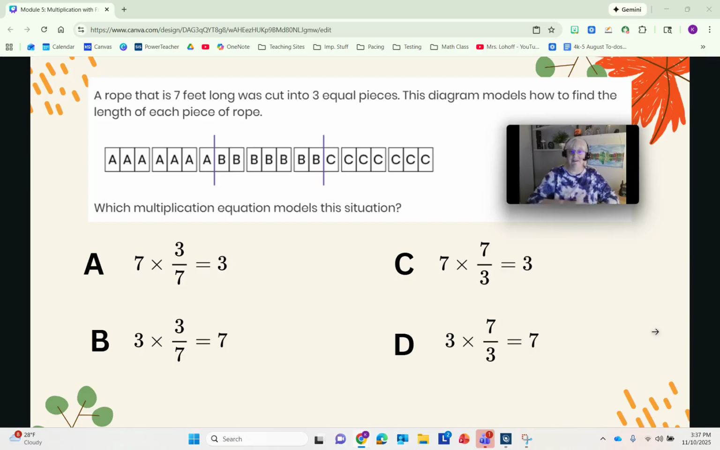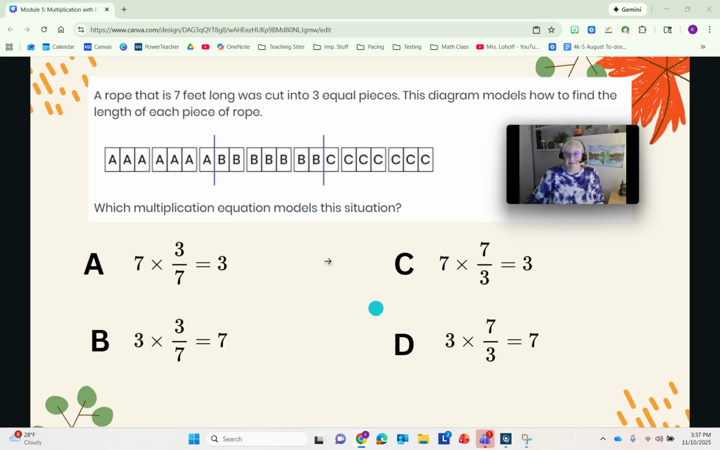You need to look at this picture and just sit back for a minute and see what you notice. Are you noticing letters? Are you noticing lines separating different groups? Are you noticing smaller groups that are separated? We need to look at what we're seeing and then come up with the solution. A rope that is 7 feet long.